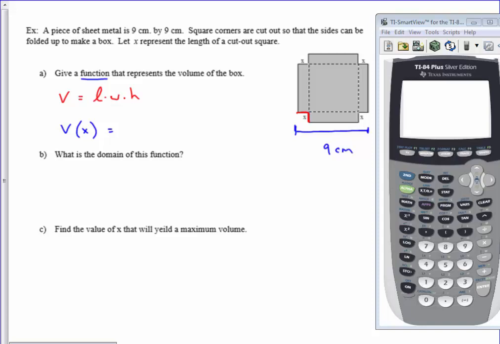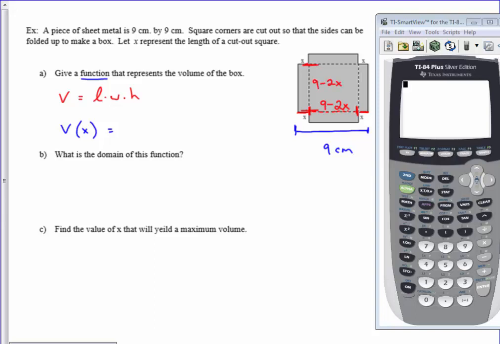Well, we have an x that was taken out of each side. In other words, x was taken away here and x was taken away there, and so the remaining distance from here to here would be 9 minus 2 x's. And so this particular length would be 9 minus 2x. Because this is a square piece of sheet metal, in other words, it originally measured 9 by 9, we can say the same thing for the distance from here to here. That would also be 9 minus 2x.